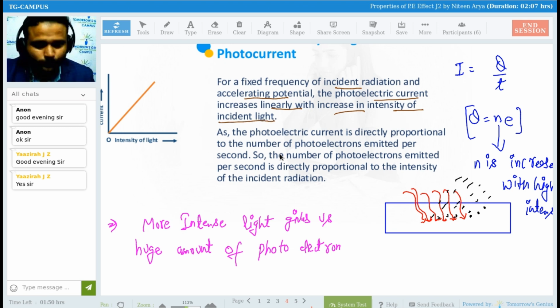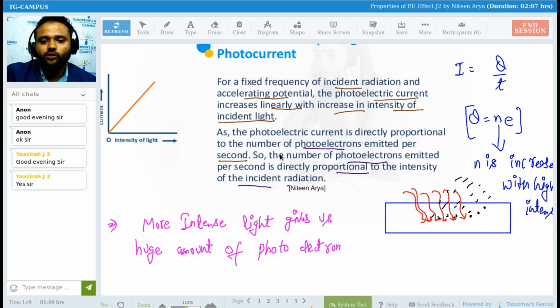Why so and how so? As photoelectric current is directly proportional to the number of photoelectrons emitted per second. And that is what I discussed since the last 2-3 minutes. The number of photoelectrons emitted per second is directly proportional to the intensity of incident radiation.